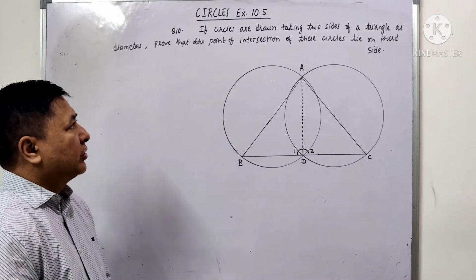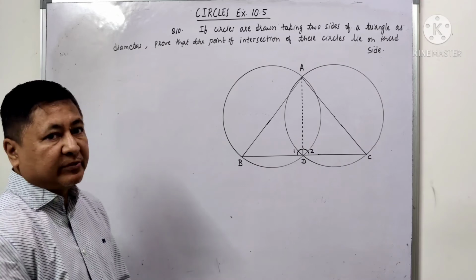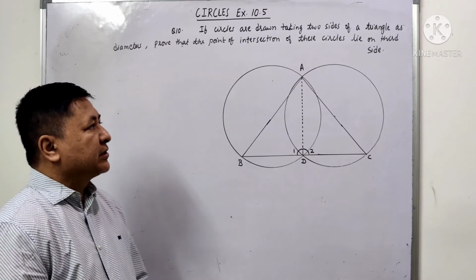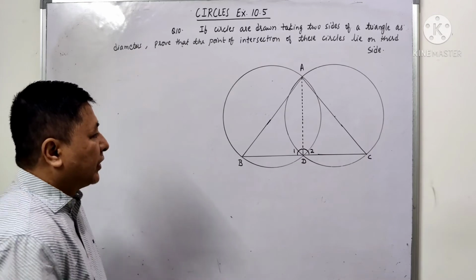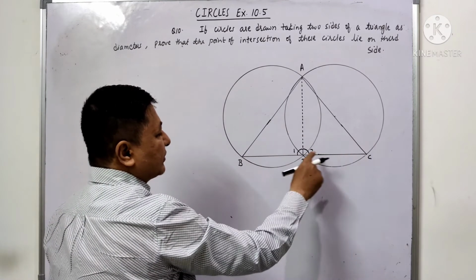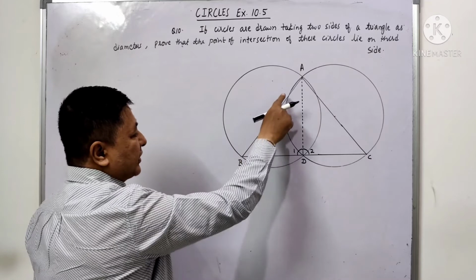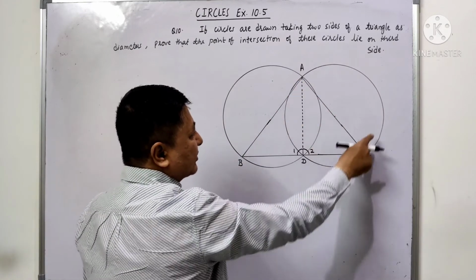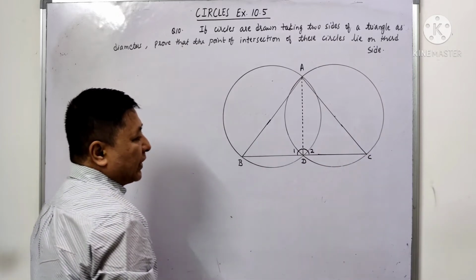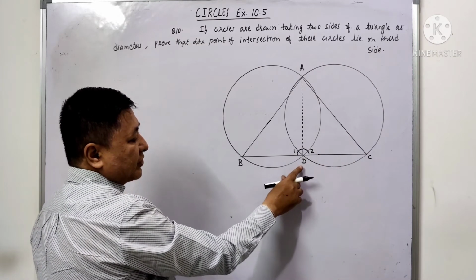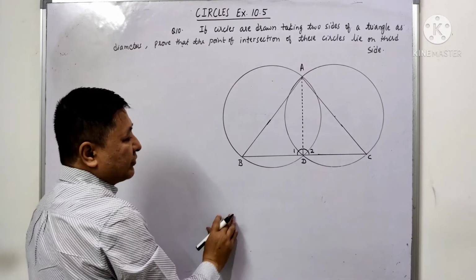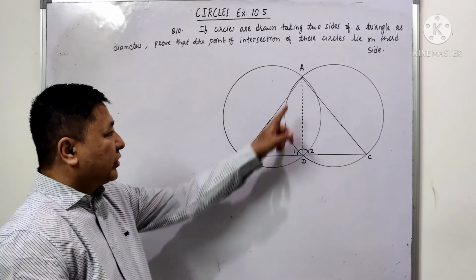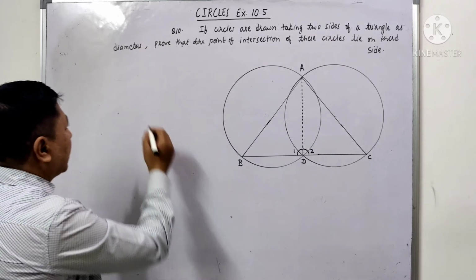If circles are drawn taking two sides of a triangle as diameter, prove that the point of intersection of these circles lies on the third side. Now this is a triangle ABC, and taking AB as a diameter, a circle is drawn, and taking AC as diameter, a circle is drawn, and the point of intersection of these circles is D. So we have to prove that D lies on BC. For that we are joining AD.